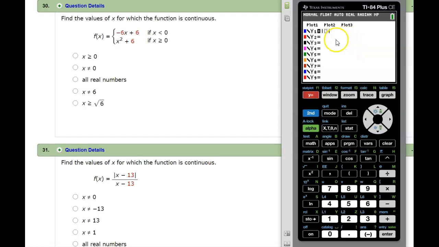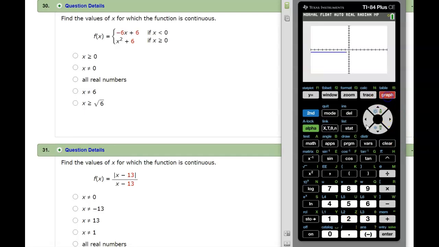So y equals, I have the absolute value of x minus 13. It looks like it's going to cancel, but it doesn't. It's not just a hole in the graph. If it was x minus 13 over x minus 13, it would be 1 everywhere except for at 13. And then divided by, I need parentheses for the denominator. I didn't need them for the numerator because I put absolute values there. If you have a TI-83, you probably would have had to close the parentheses off for the absolute value in the numerator. Minus 13. And I graph this.